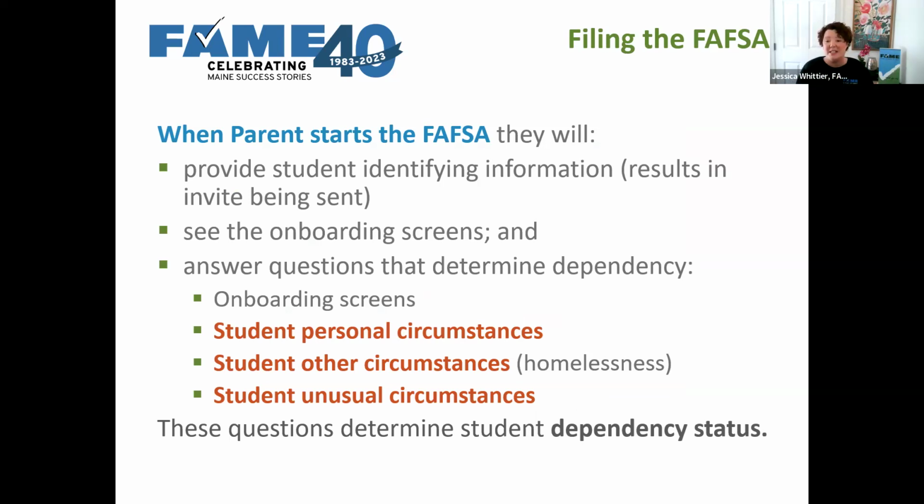So it is going to ask about student personal circumstances. They're going to ask about the age of the student, whether the student is married or not, and if the student has children. So all of those things that could make a student an independent student will be asked. It's then going to ask about other circumstances and unusual circumstances. Again, all of this is to determine dependency status. Because if the student does not need parent information on the FAFSA, it's going to let the parent know that they don't need to continue forward because the student is not going to require their information on their FAFSA form.